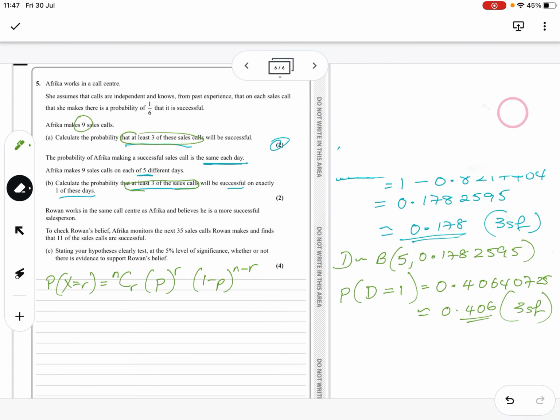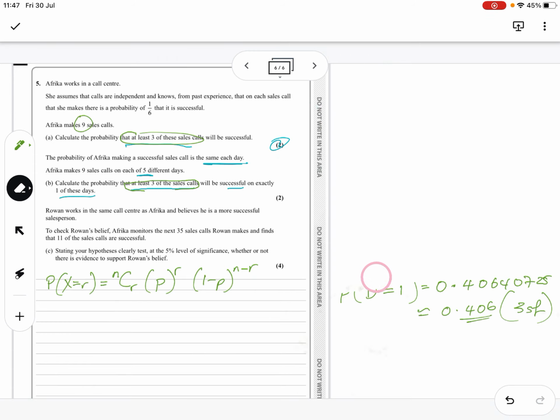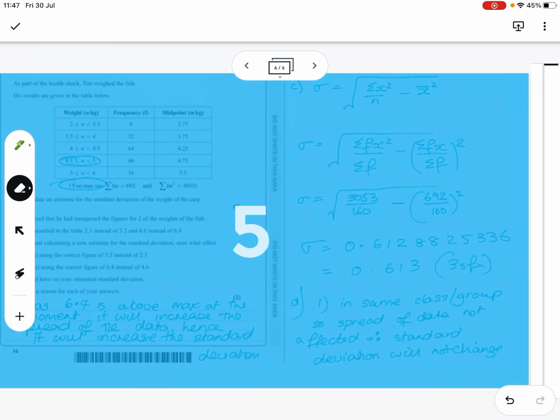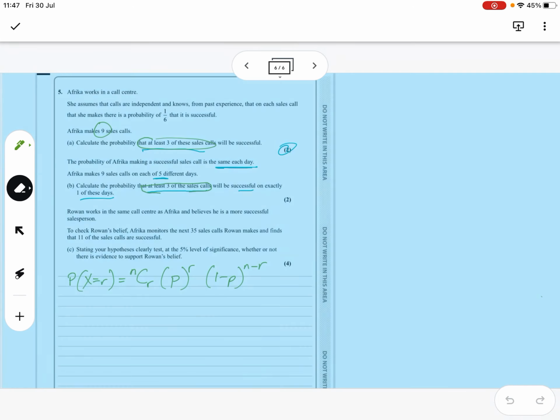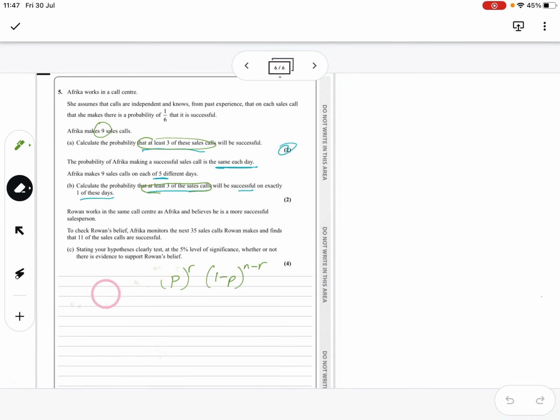So a bit of a change. So that's just two binomial probabilities. One's a little bit different, so that's fine. So this one now. Rowan works at the same call centre. Rowan, let's write his name down. The next 35, so it's binomial, next 35 calls, he thinks 11 of them are going to be successful.